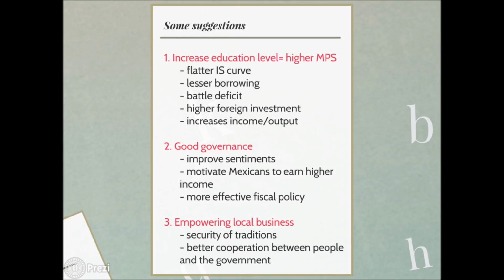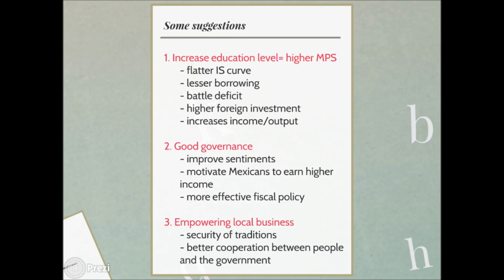So with a higher MPS, we will have a flatter IS curve, and higher MPS also means higher savings, and with higher savings we may have enough leakages to finance our injections, and thus the Mexican government can borrow less and it can battle the deficit and attract higher foreign investment. It will also increase incomes and output.